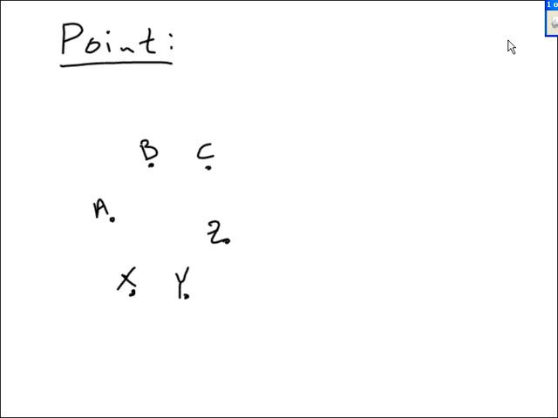Now what we're going to talk about is the next term, which is a line. And in mathematics, we always have undefined terms, and everything after that is based upon those undefined terms. A line is a set of points that lie on a straight edge.